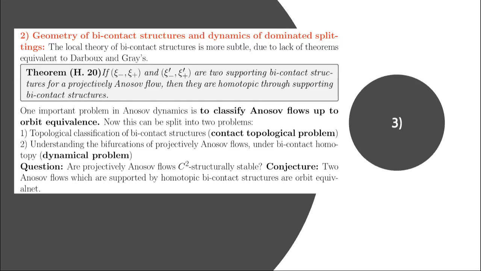We can also ask more dynamical questions about what happens when you perturb or deform projectively Anosov flows. We can ask whether projectively Anosov flows are C2 structurally stable, or whether two Anosov flows which are supported by homotopic bicontact structures are orbit equivalent. Along these lines, we showed that at least for a fixed projectively Anosov flow, there is a unique supporting bicontact structure up to bicontact homotopy.